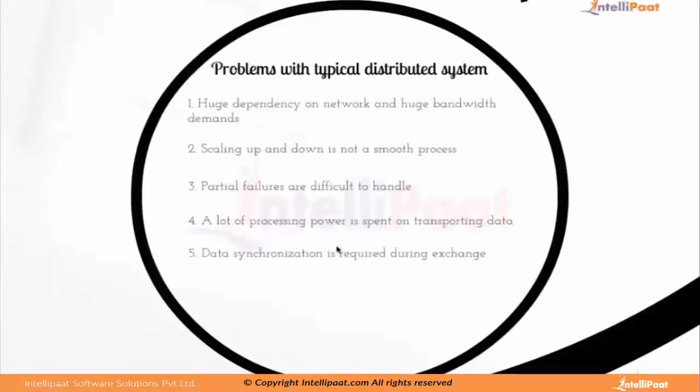So the typical distributed system had these problems, and the world was looking for a big distributed system, and that is where Hadoop comes into the picture. Hadoop is nothing but a typical distributed system that will solve these 5 problems for you. Hadoop is no magic, it is a normal distributed system which will solve these 5 problems for you.